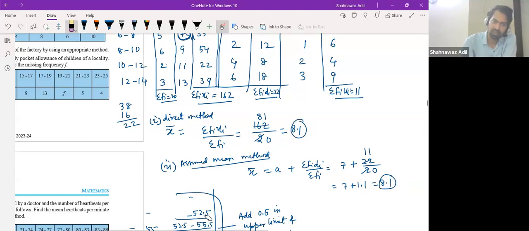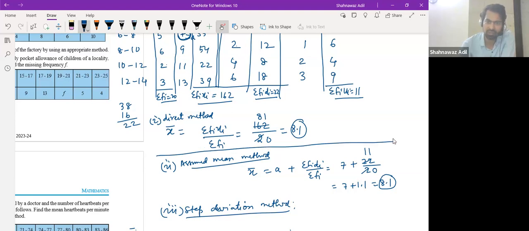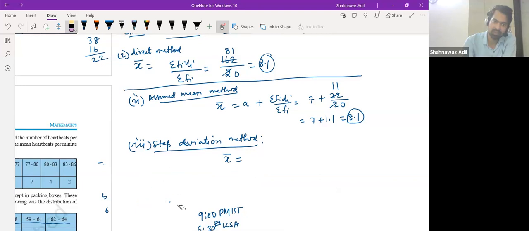Right. Now let us use the other method, which is the step deviation. So remember, I'm just writing these, they are not necessary for this question because we can calculate this question directly. I'm just showing you guys that whenever you have large numbers, you can use this step deviation method.